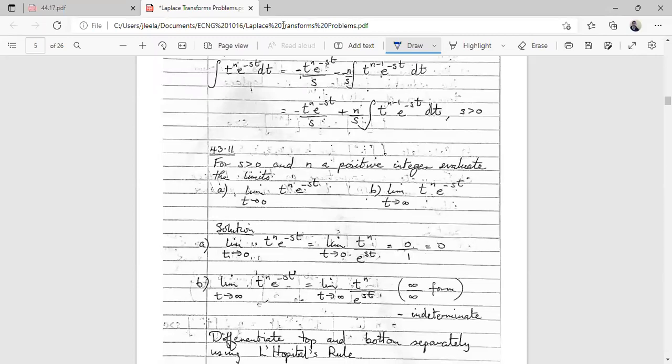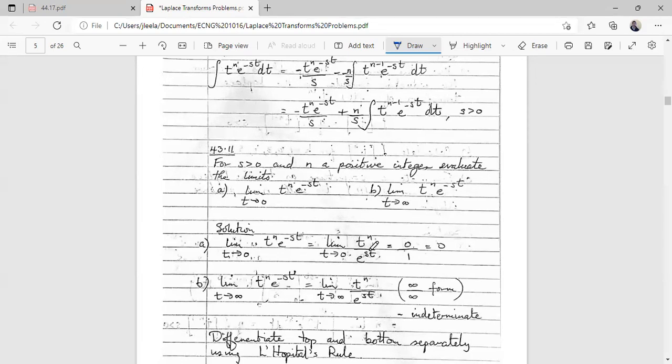Solve, sorry, for s greater than 0 and n a positive integer, evaluate the limit as t approaching 0 of t to the n, e to the minus st. So that is part A. And the second one here, part B, the limit as t approaching infinity of t to the n, e to the minus st. So we take the first limit here. The limit as t approaching 0 of t to the n, e to the minus st.